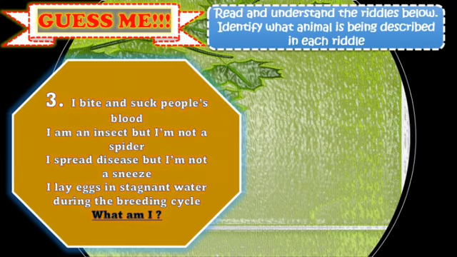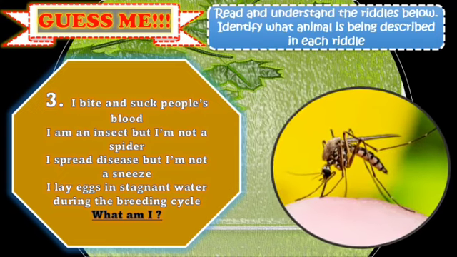Next, number 3. I bite and suck people's blood. I am an insect, but I'm not a spider. I spread disease, but I'm not a sneeze. I lay eggs in stagnant water during the breeding cycle. What am I? So the answer is mosquito.